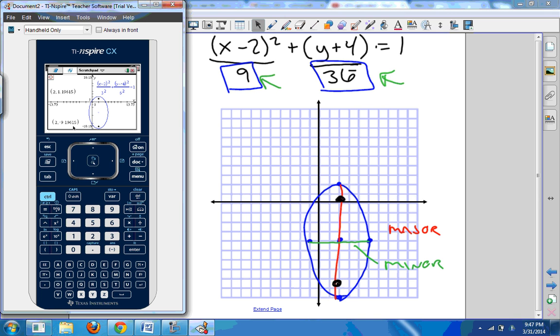Those foci are important in ellipses. We'll do a little activity in class, and I'll show you where they come from. They actually help create the ellipse. All right, that is all for this lesson. We'll see you in class.